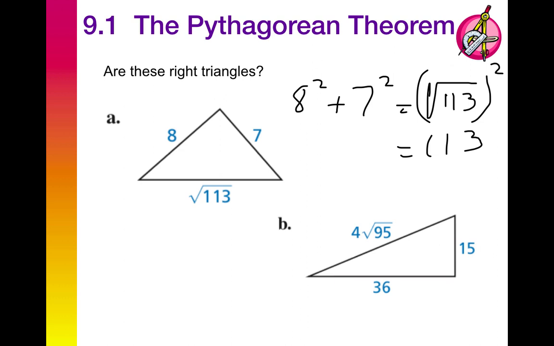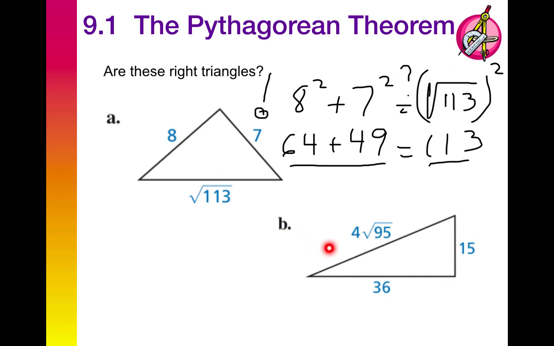But let's see if, and we have a question mark on this, 8 squared is 64, and 7 squared is 49. And it turns out that these two do equal 113. So this equation works out, therefore this is a right triangle.